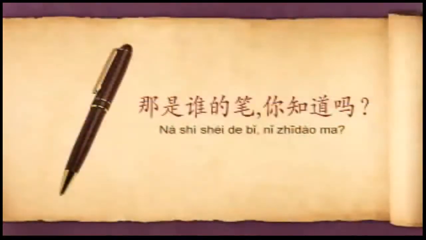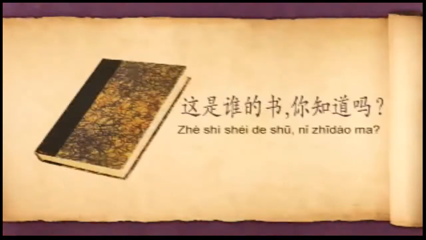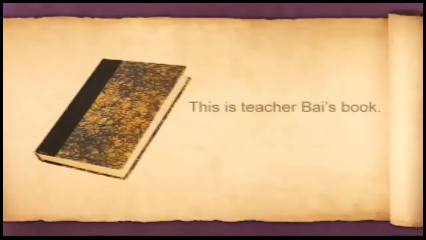The first question was, 那是谁的笔？你知道吗？ Whose pen is that? Do you know? The answer in English is, that is Lin Dahu's pen. Give yourself a point for the correct answer. The second question was, 这是谁的书？你知道吗？ Whose book is this? Do you know? The answer in English is, this is Teacher Bai's book. If you answered correctly, give yourself a point.